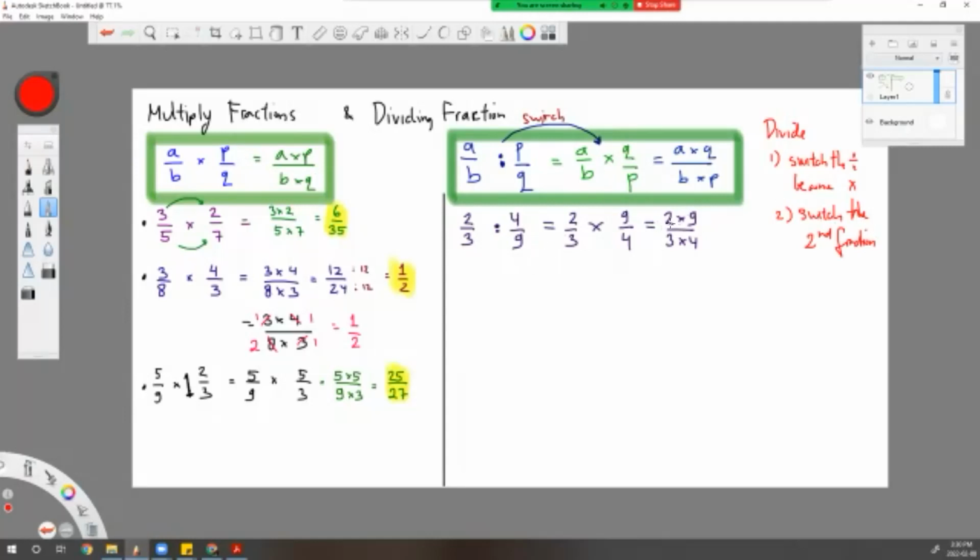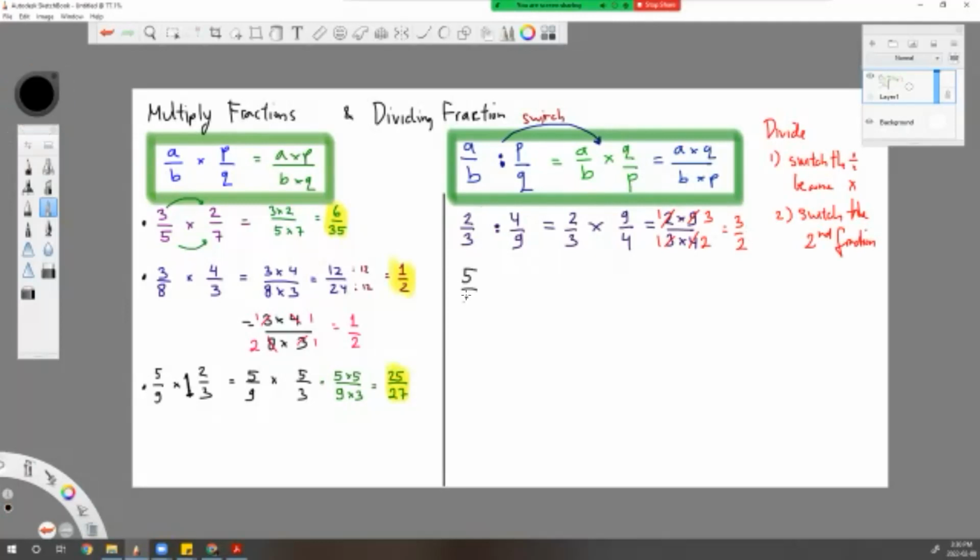And then you can simplify, solve it. 2 and 4, okay, we can simplify this. 2 divided by 2 is 1. 4 divided by 2 is 2. And 9 and 3 also can. 9 divided by 3 is 3. 3 divided by 3 is 1. So the answer is 3 over 2. That's all.